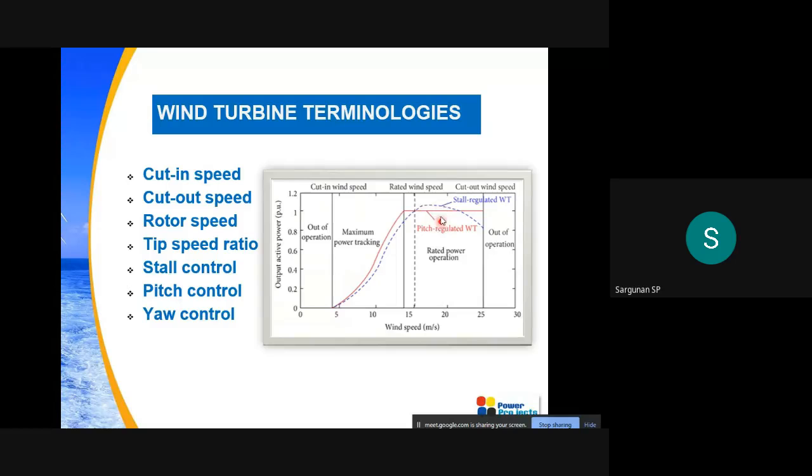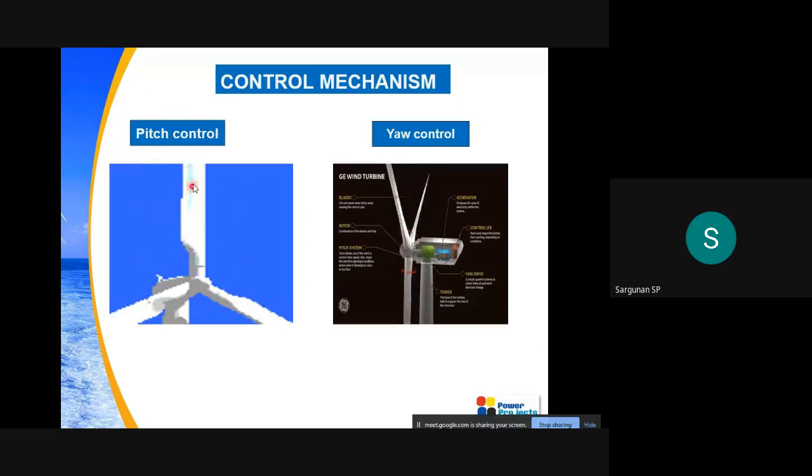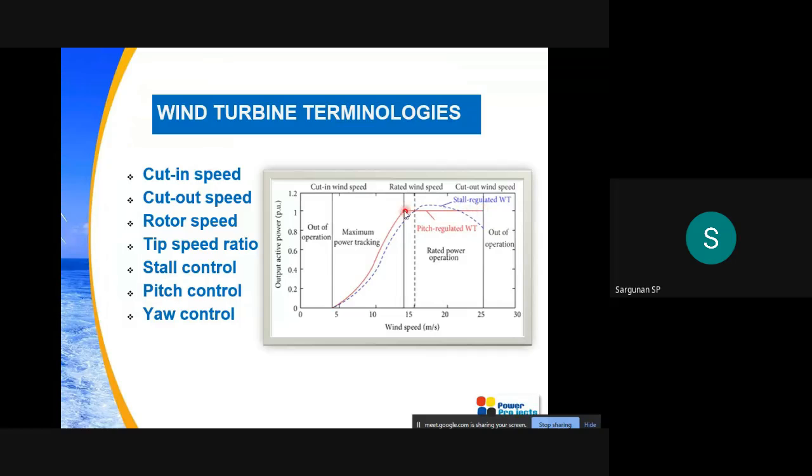So in order to mitigate this, we use the pitch control turbine. With pitch control, the wind blades will be adjusted accordingly so that it will produce the rated power. Here you can see the wind power will remain constant if the wind speed ranges from 15 to 25 meters per second. If we use this pitch regulated wind turbine, it will maintain the active power generation.